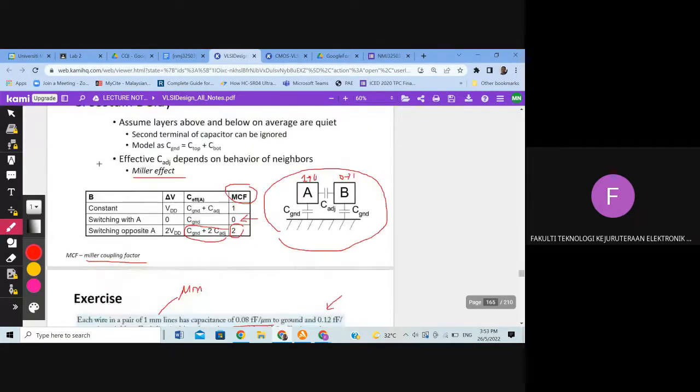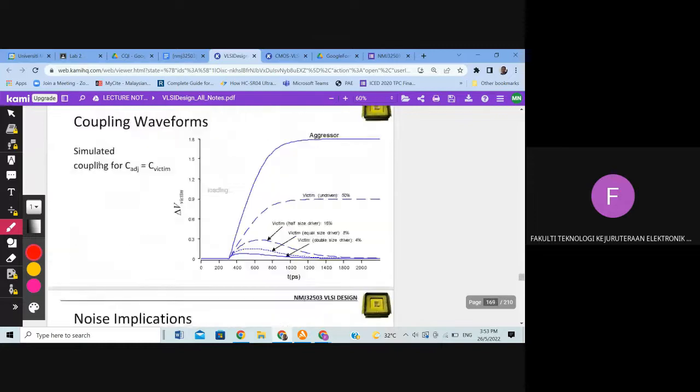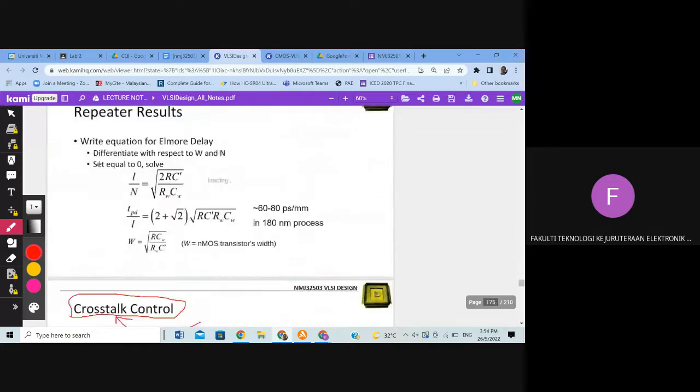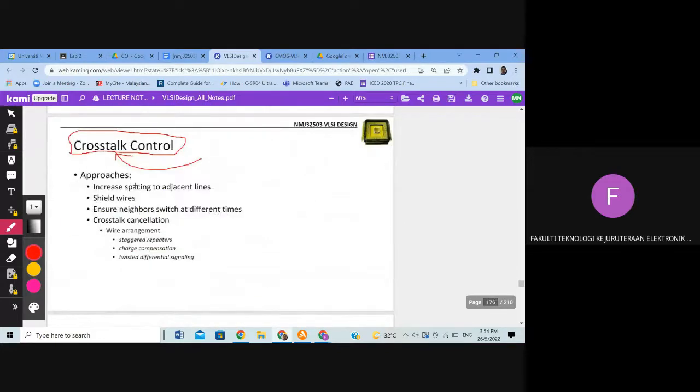To reduce the issue of delay and noise, engineers have suggested many ways to control the crosstalk. Here are the main approaches used by them. First, increase the spacing between adjacent lines. If you have two wires, increase the space between the two wires. This will reduce the effect of the crosstalk.